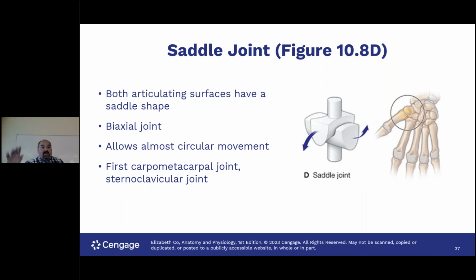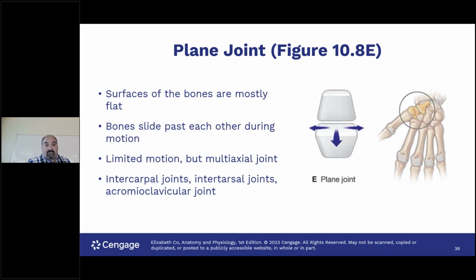Next, the saddle joint. So think here, number one, pollex, number one. So a biaxial joint, two movements. Also the sternoclavicular joint, where the sternum and the clavicle articulate, right? The manubrium of the sternum and the clavicle, also a saddle type joint.